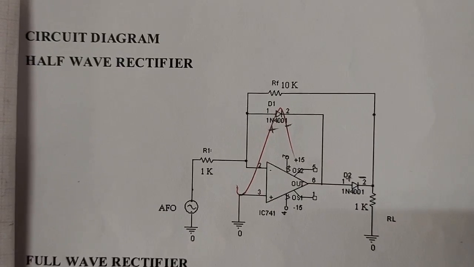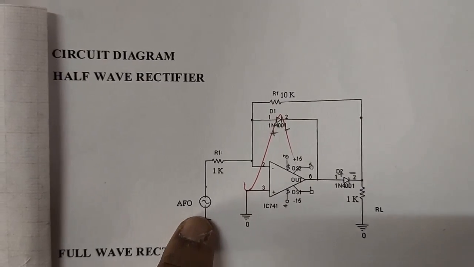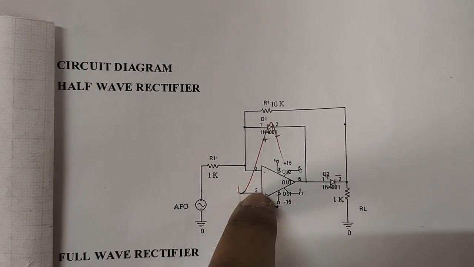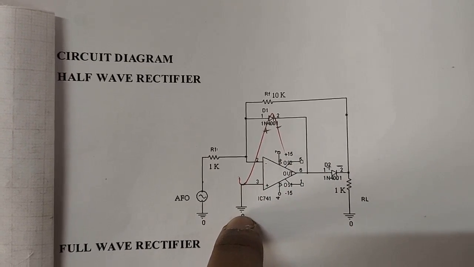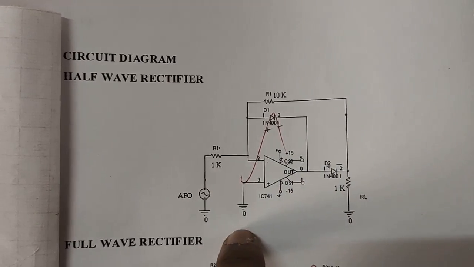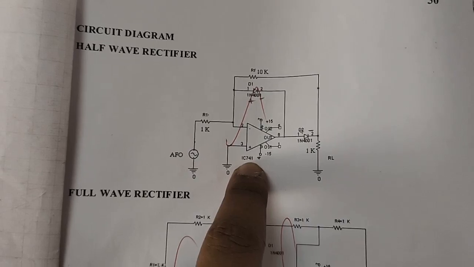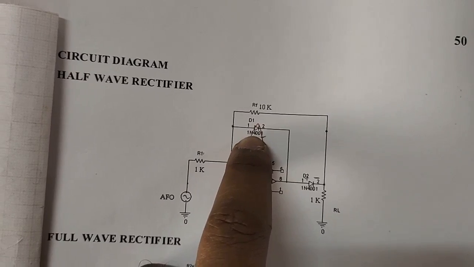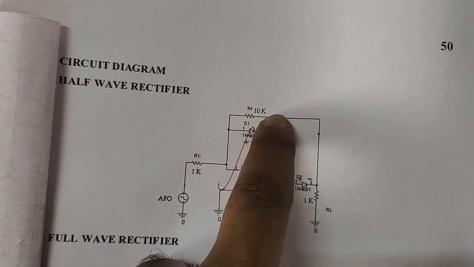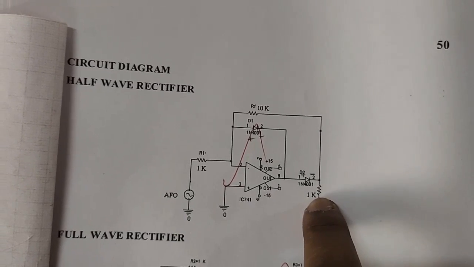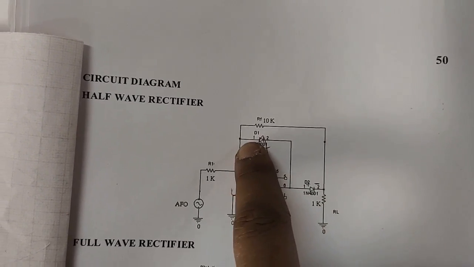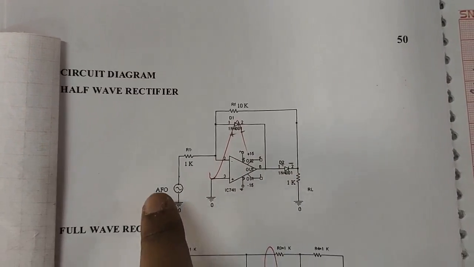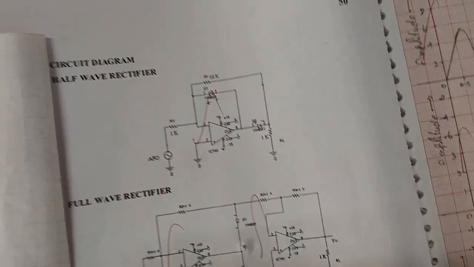This is the circuit diagram of a half wave rectifier. As you can see, an input AC voltage is coming into the inverting terminal of the op amp, and the non-inverting terminal has been grounded. For the time being we are using the IC741 op amp, and you can see a diode, IN4001, as the diode, and one feedback resistor of 10k is given, and we have connected a load of 1k at the output. So we have two diodes at these places, and we are going to see how the rectification is going to take place.